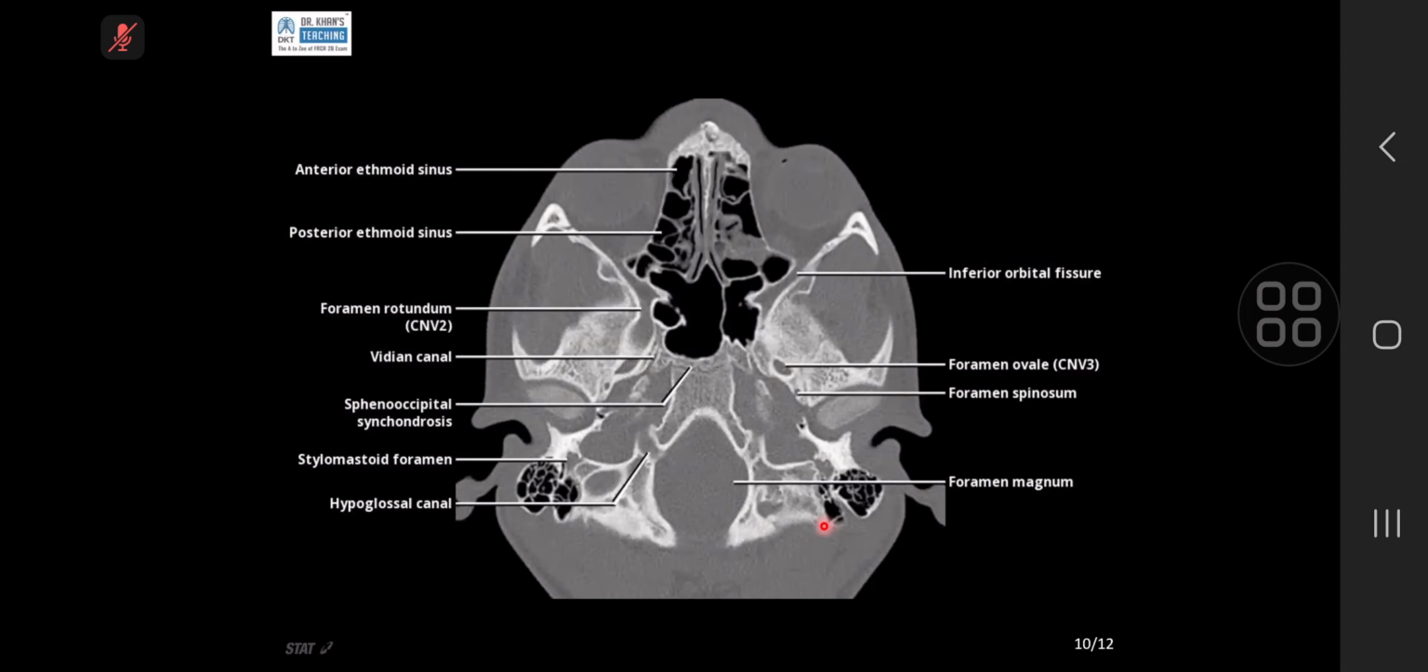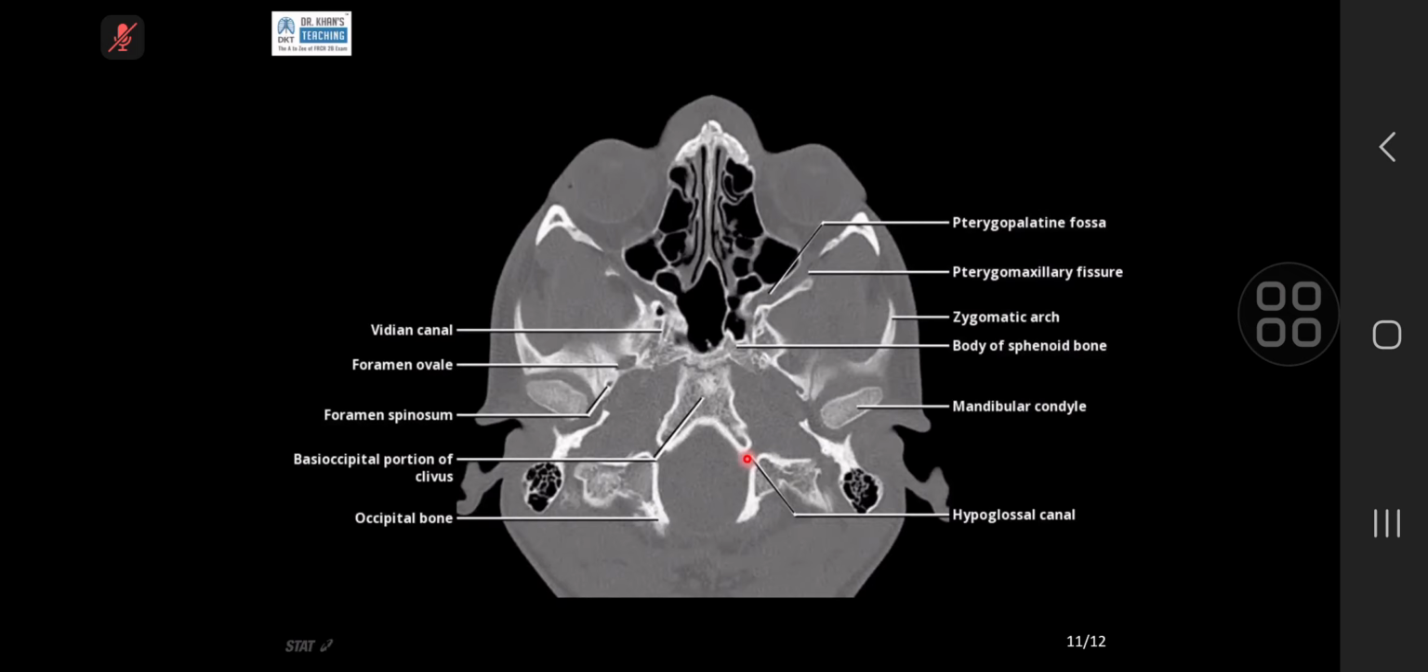into this canal, which is the hypoglossal canal. You see this thing? Remember this, the hypoglossal canal is a landmark. They will show you on axial, they will ask you, what is this? And they will ask you on a coronal. So this is the hypoglossal canal.